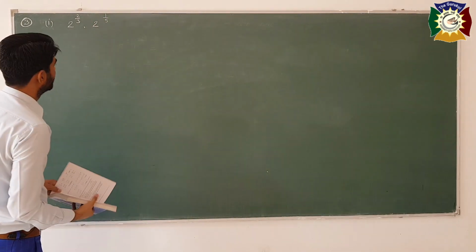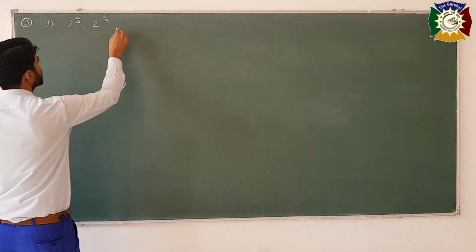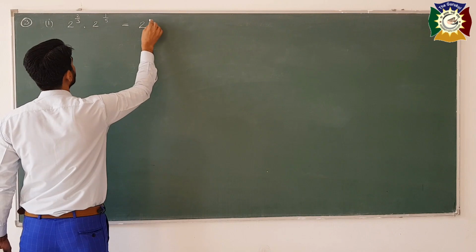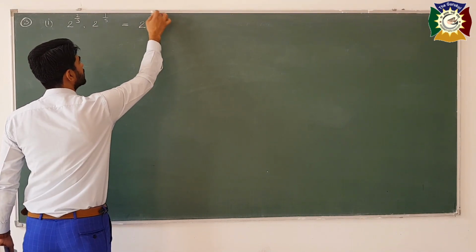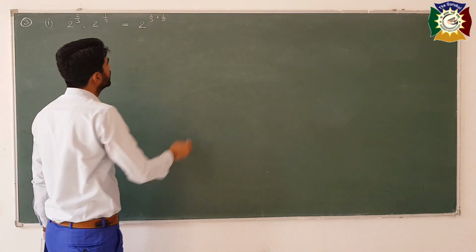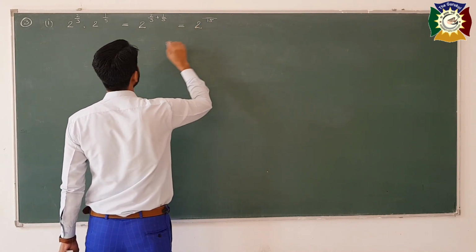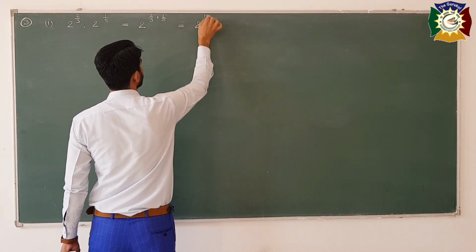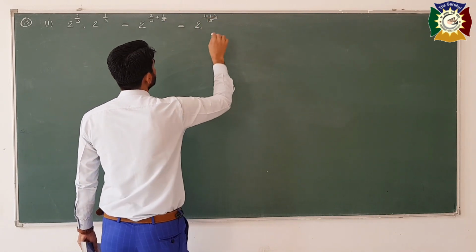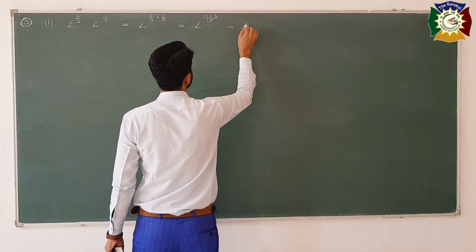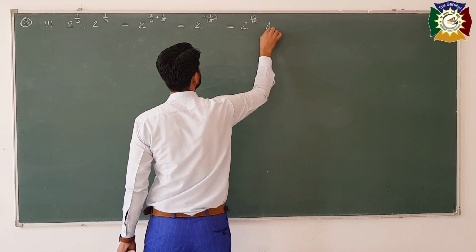If bases are same, then powers will get added. We have seen the formulas. So we can write it as 2 to the power 2 by 3 plus 1 by 5. All these things are there in power of 2. So it is equal to 2 to the power, LCM will be 15, then 3 5s it will be 10, then 5 3s plus 3. So it is equal to 2 to the power 13 by 15. This will be the answer.